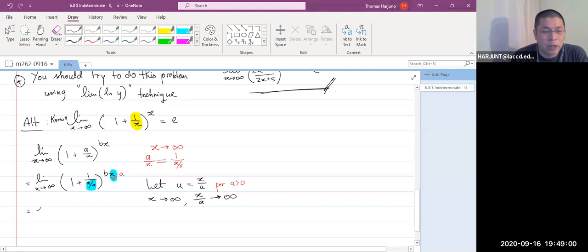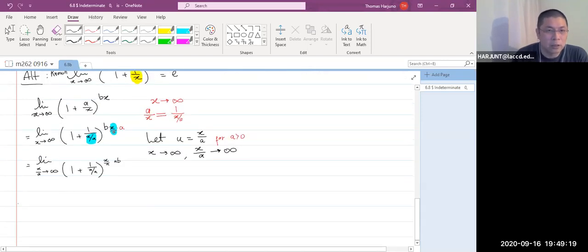So then I can write it this way: the limit as x over a goes to infinity of 1 plus 1 over x over a to the x over a times ab. With the substitution, as u goes to infinity, this is 1 plus 1 over u to the u, the whole thing to the power of ab.